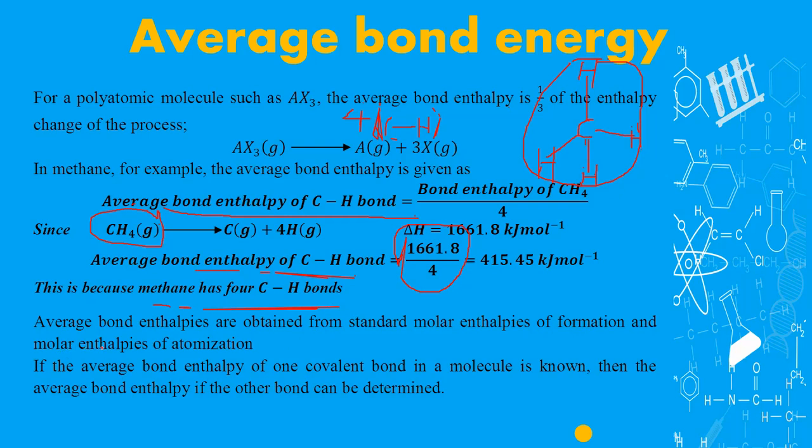Okay. So the average bond energies are obtained from standard molar enthalpies of formation and molar enthalpies of atomization. And if the average bond enthalpy of one covalent bond in a molecule is known, then the average bond energy of the other can still be determined. Can I proceed? Yes.